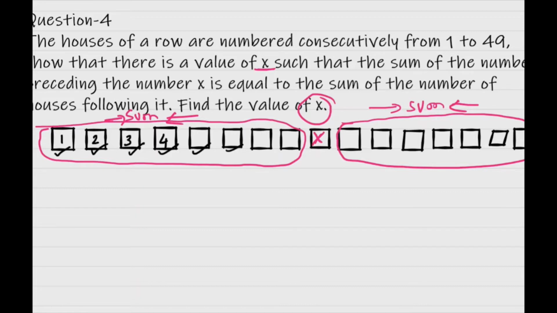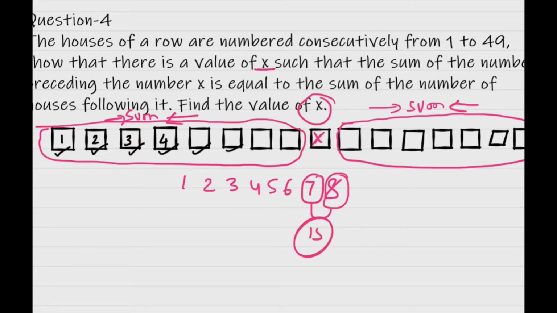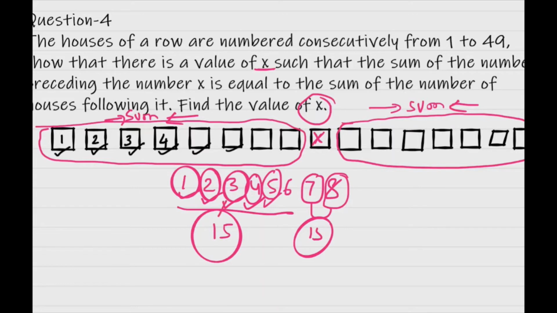If you are not getting it here, try to understand like this. Suppose we are writing 1 2 3 4 5 6 7 8. Now see, add 7 and 8. How much is it? It is 15. And add 1 2 3 4 5. 1 plus 2 is 3, 3 plus 3 is 6, 6 plus 4 is 10, 10 plus 5 is 15. See, the sum to the left of 6 is equal to the sum to the right of 6. So 6 is the number: preceding it, the total is 15, and following it, the total is 15.